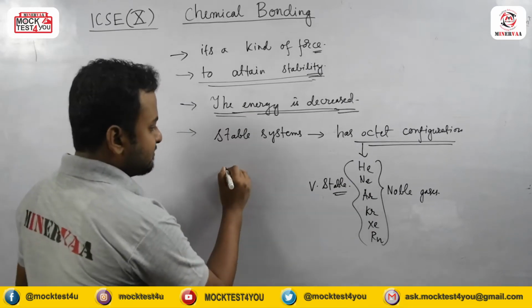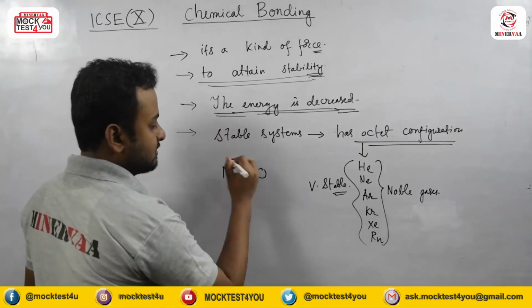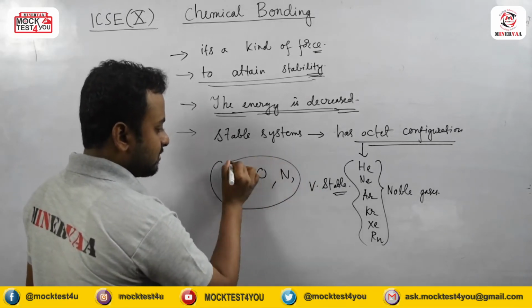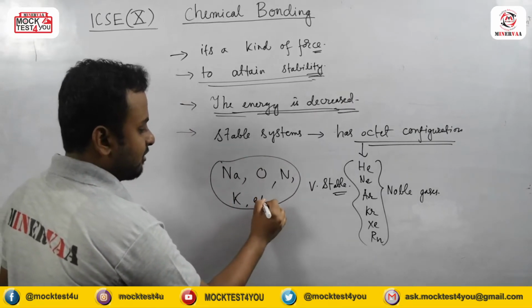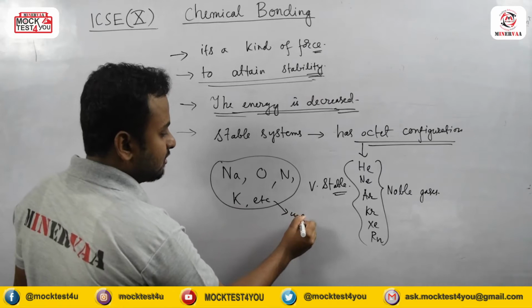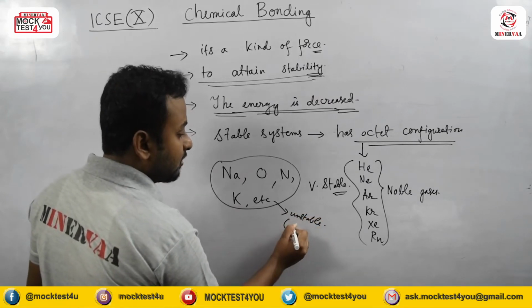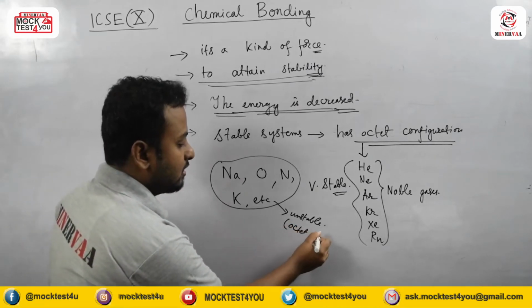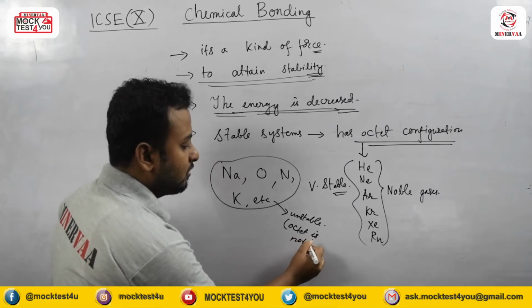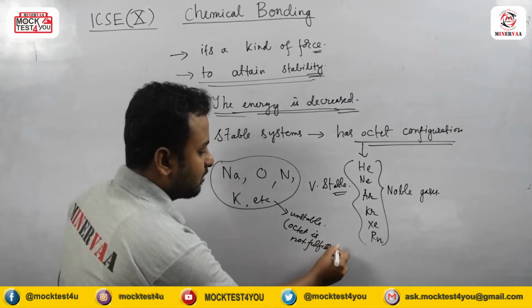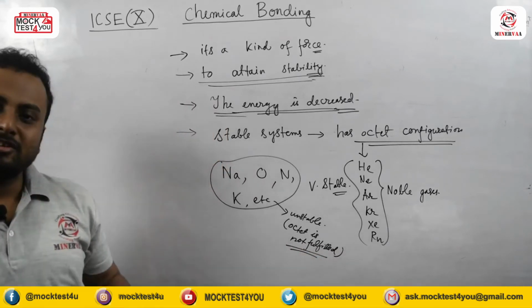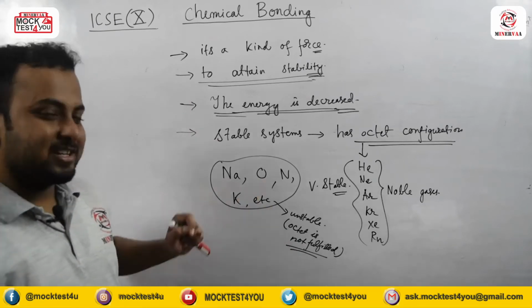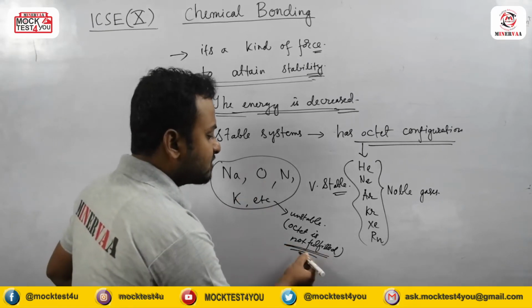If we see other atoms like sodium, oxygen, nitrogen, potassium, and many other atoms, they are unstable. Why? Because their octet is not fulfilled. So what is the condition of stability? The octet needs to be fulfilled. And if someone is unstable, what is the reason behind it? Because the octet is not fulfilled.